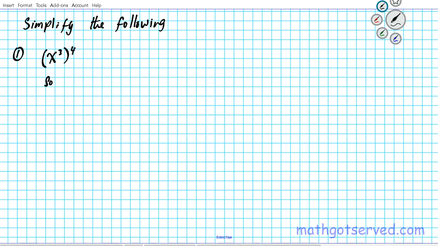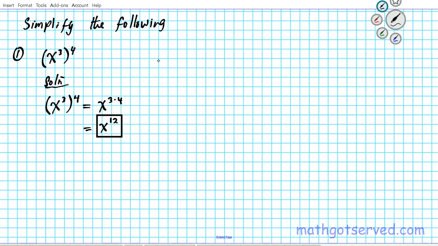Now what's that going to be? Let's go ahead and work that out. So if you have x to the third power raised to the fourth power, what do you do here? You simply multiply the powers whenever you have a power raised to a power. So it's going to be x to the 3 times 4, which is equal to x to the 12th power. All right, so there goes the answer to question number 1.